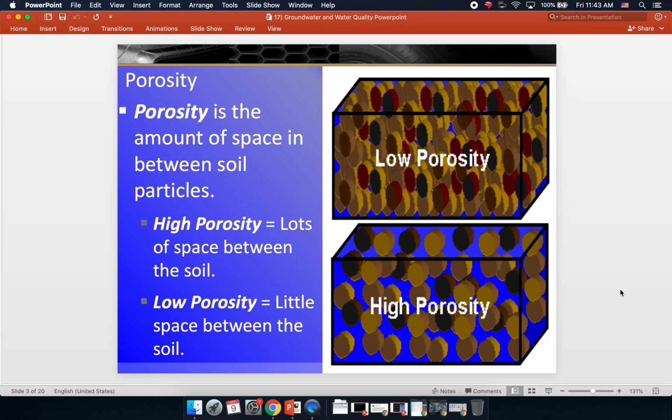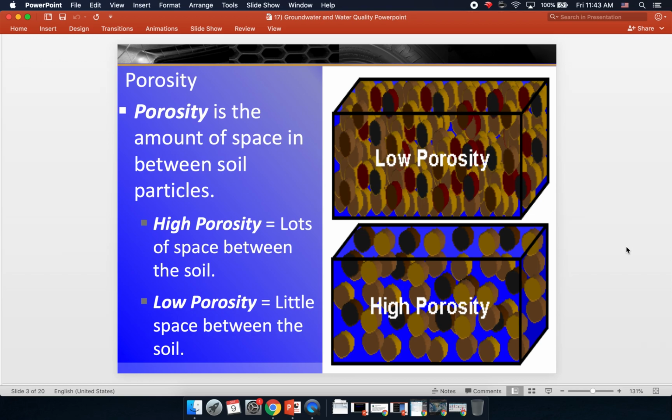All right, porosity refers to the amount of space between soil particles in the ground. High porosity means that there's lots of space between the soil, like you see in the bottom picture here. The grains are not tightly packed together, so you have a lot of space where water could be. Low porosity refers to a situation in which there is little space between the soil particles and there's not a lot of room for water to exist.